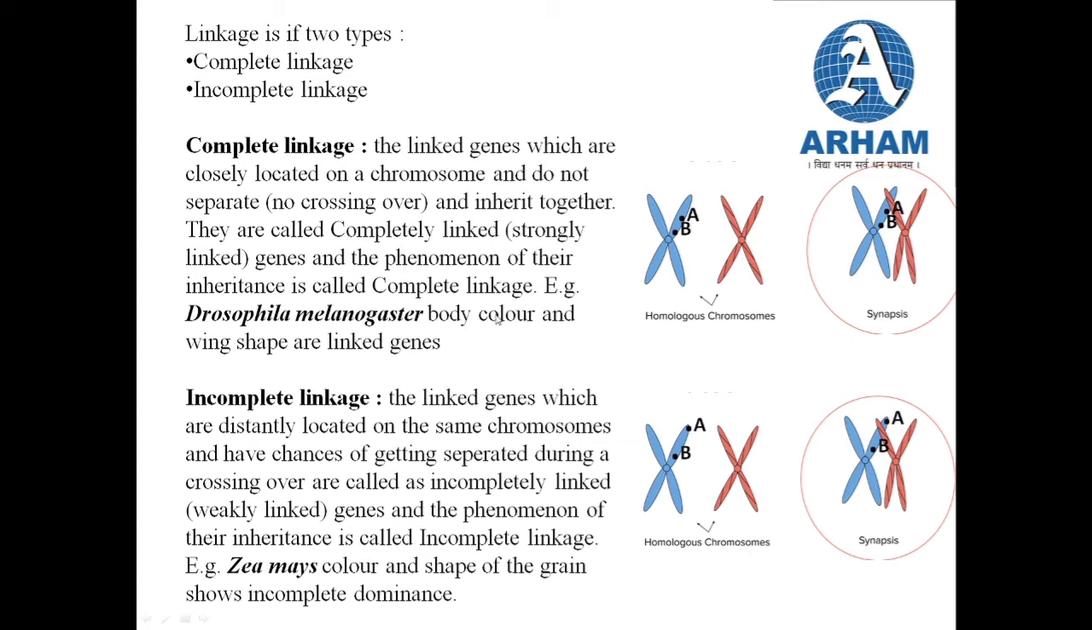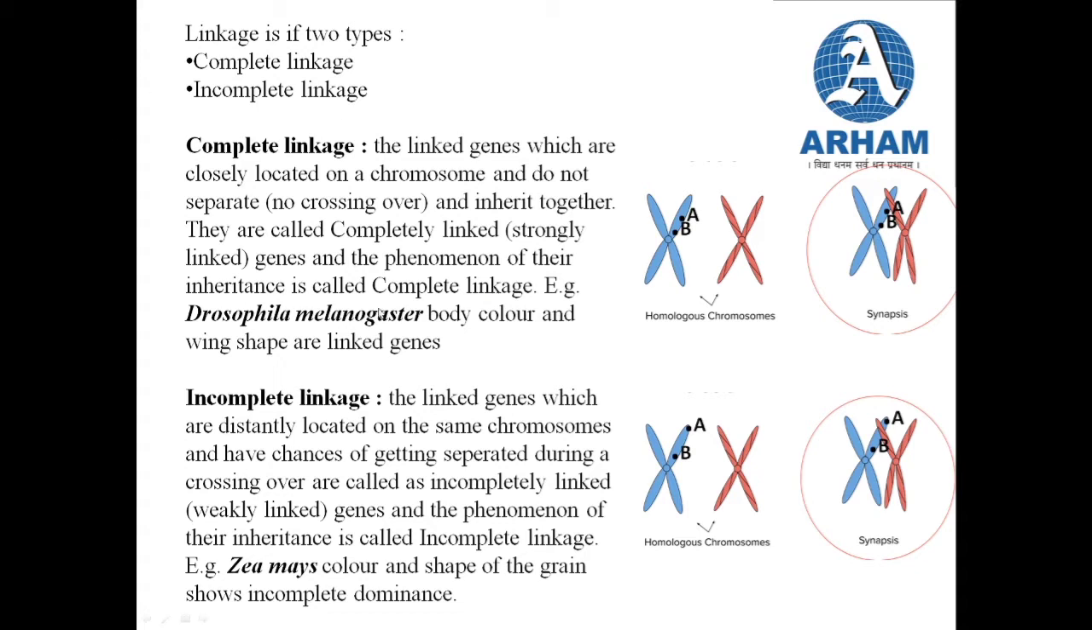Now this is very simple. Complete linkage says that if the linked genes are located very close to each other and there is no crossing over taking place between them, then these two linked genes will be inherited together, and the phenomenon of them getting inherited together is called complete linkage.